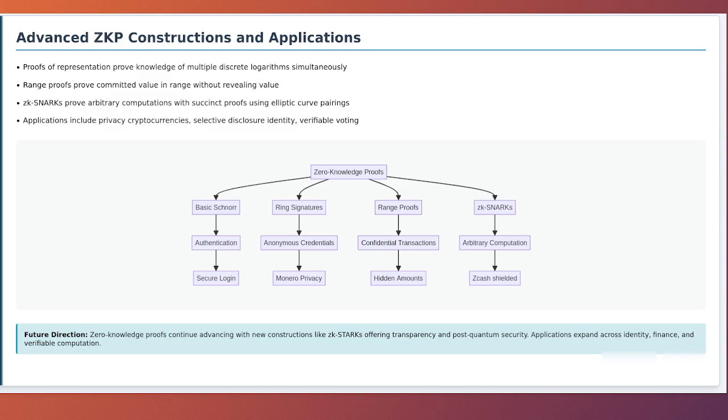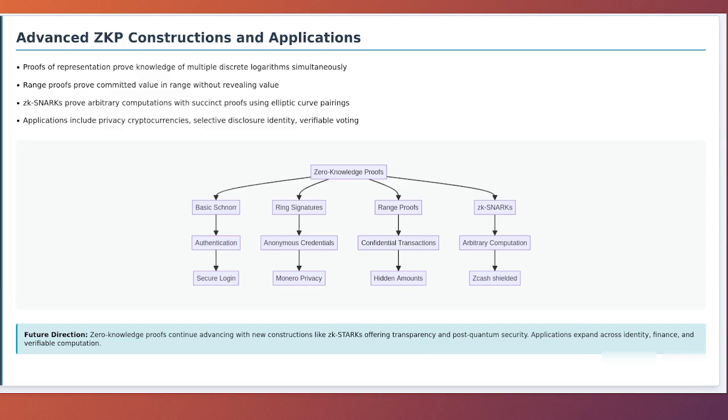Range proofs demonstrate that a committed value lies within a specific range. For example, they can prove a transaction amount is between 0 and 2 to the power of 64 minus 1, without revealing the actual amount. This is crucial for confidential transactions where you want to hide transaction amounts, while still proving that the amounts are valid. This means they are non-negative and do not overflow.